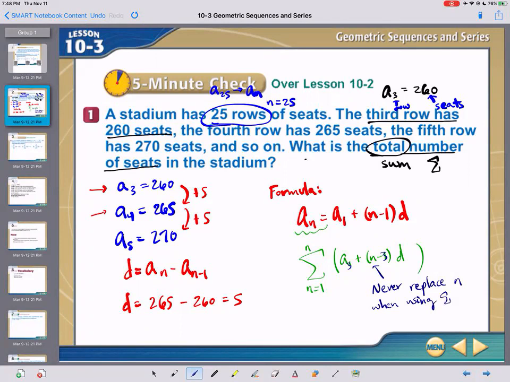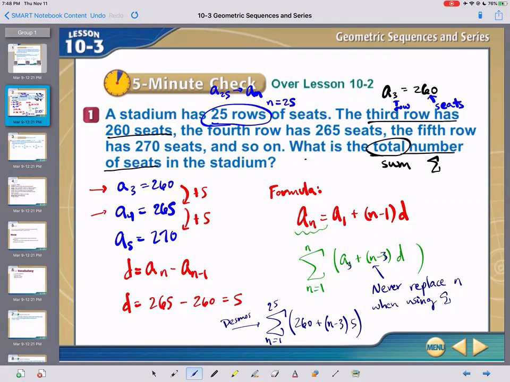Okay, so what I will type in here for the calculator is the sigma, or the sum. N equals 1. There's 25 rows we got earlier. 25 rows of the third term, which would be 260 plus N minus 3 times the common difference of 5. That would be what you type in the calculator. I'm going to let you do this on your own. You can go to the calculator and do that. You can go to Desmos and type that in just on a blank graph if you want. If you type that in, you'll get the solution there.